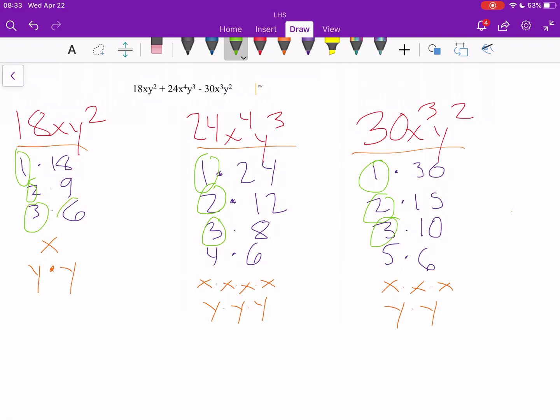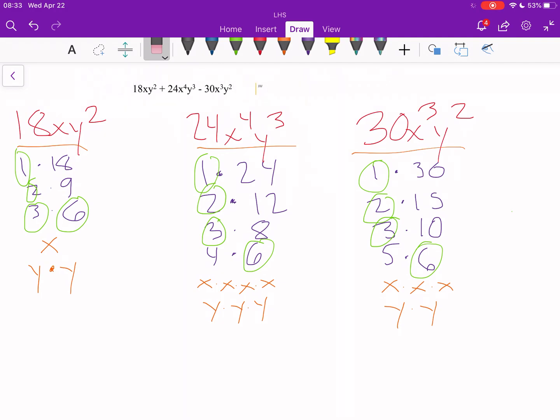I also see a 6 in every single piece. 6 can go into each term evenly. And that's about it. Those are the only numbers I see that occur in every single one, in all 3 of them. Okay. So we found the factors, we found what's common.